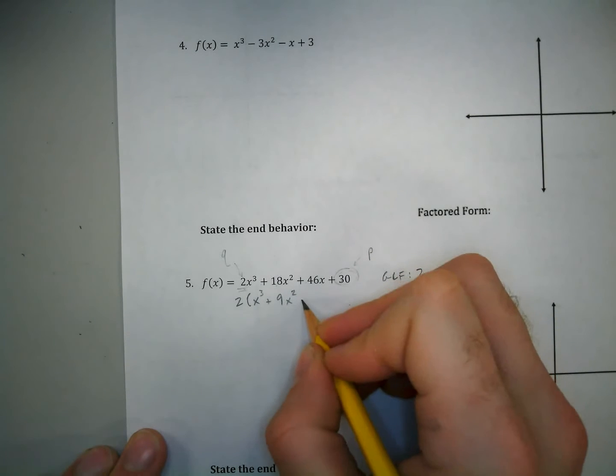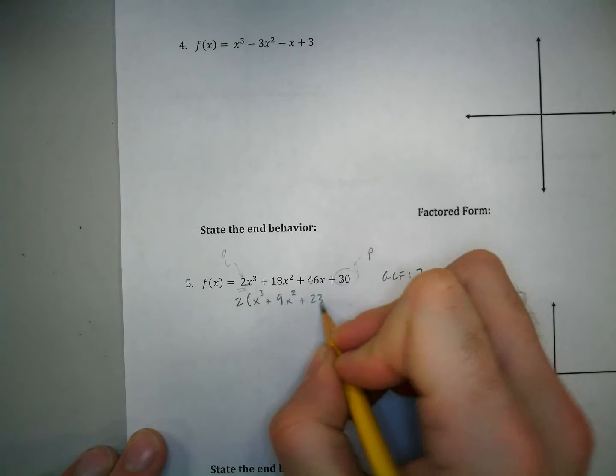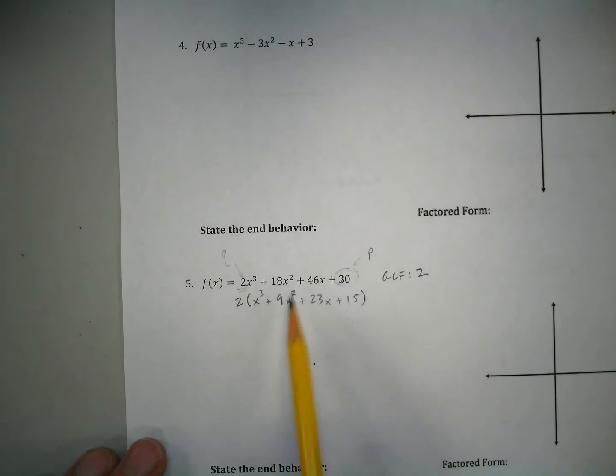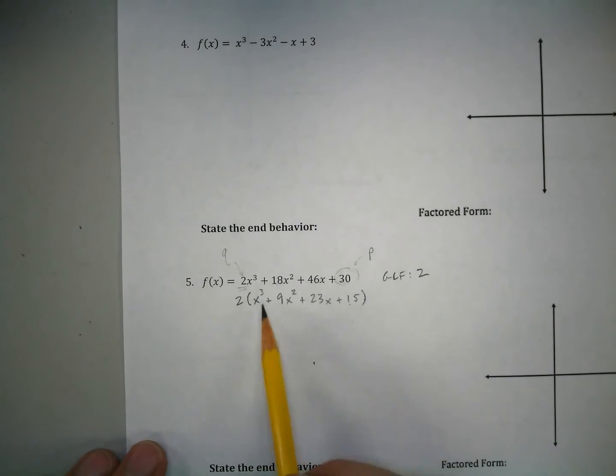Now the x's stay to the same degree because we're not dividing out an x. We're not factoring out an x. We're just factoring a 2 out of each term. So divide each term by 2. Okay, now we can start with our P's and Q's with this stuff, what was left over.